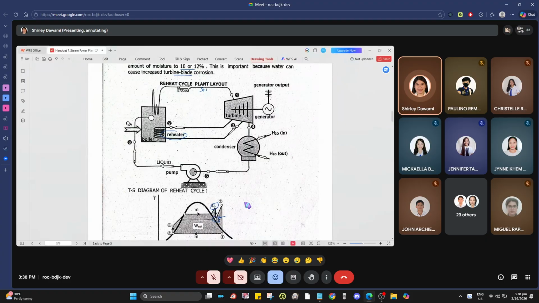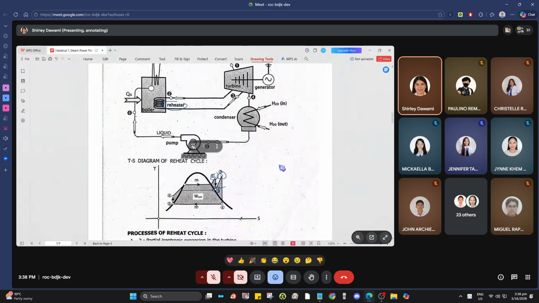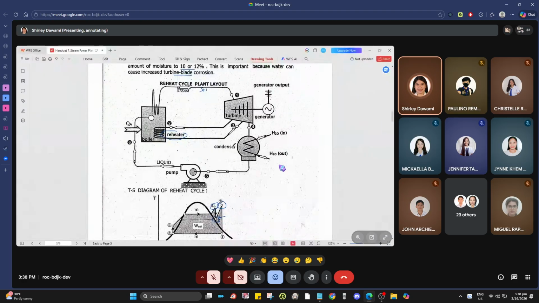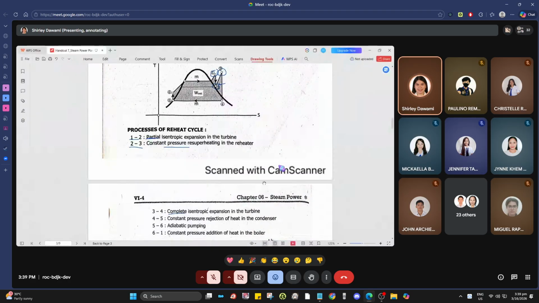So it passed through the reheater. The result is that its enthalpy increased again, or its energy content increased. Okay? So 2 to 3 is a constant pressure re-superheating in the reheater. Okay, so 2 to 3 reheating, causing the enthalpy to increase. Of course, if the enthalpy is higher, more energy can be extracted from that steam. So, 3 to 4 is a complete isentropic expansion.